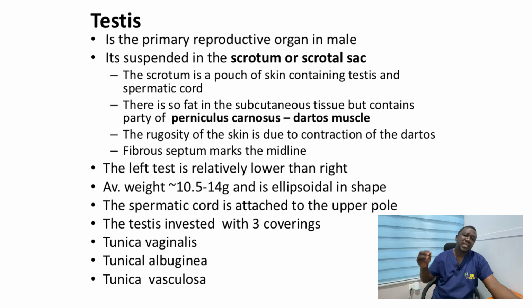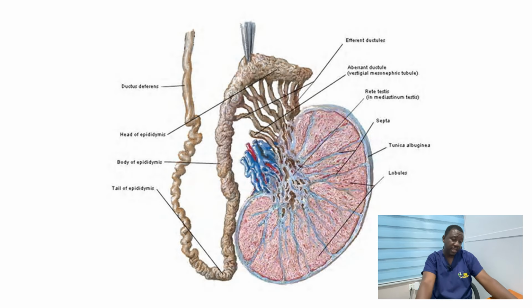These are hung in the scrotal sac with the help of the epididymis. If you look at the epididymis as shown on the screen, it lies on the posterolateral part of the testis. It has the head, the body, and the tail. Mature sperm cells are stored at the tail of the epididymis.